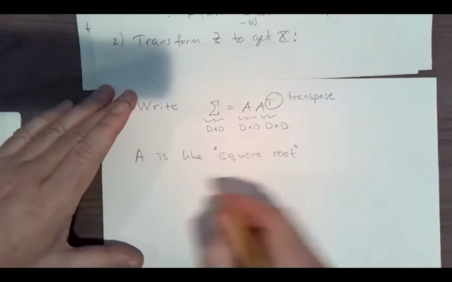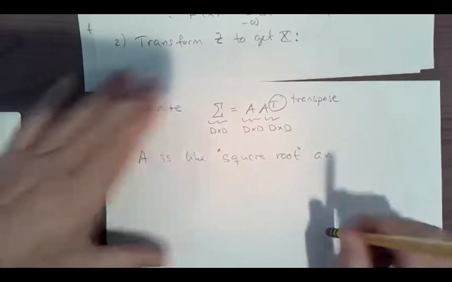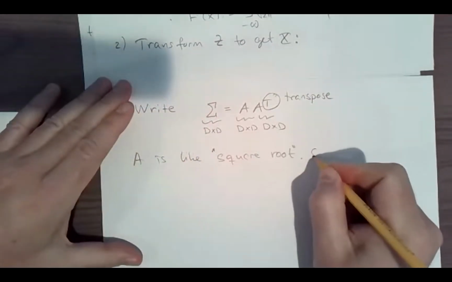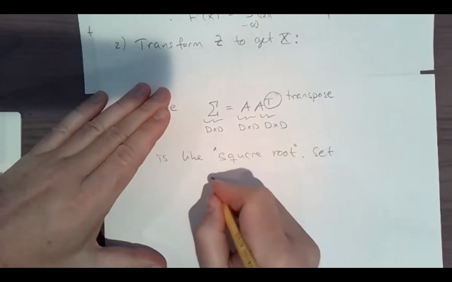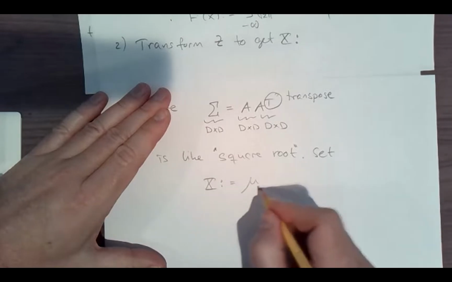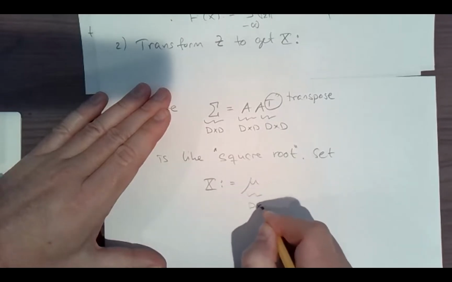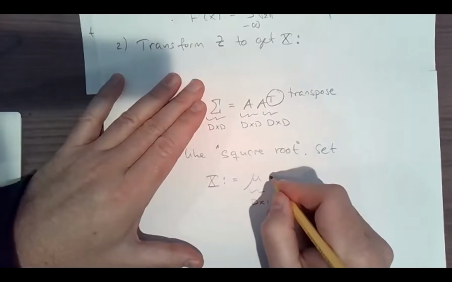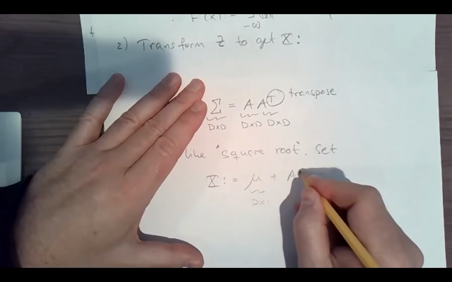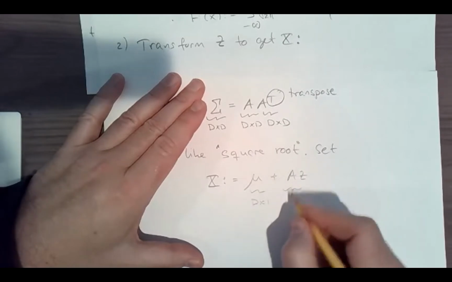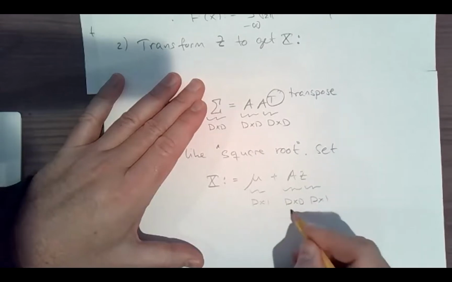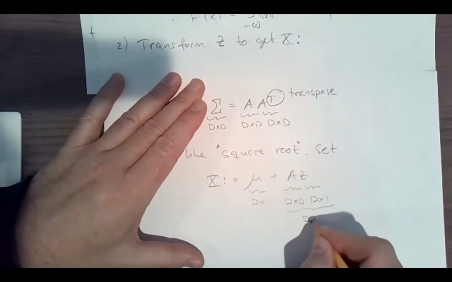So say that you can do that, then you're going to set x to be the mean, right? So this here was a d by 1, and then you're going to take your A times z, right? A here was a d by d, z here was a d by 1, right? So overall, this becomes a d by 1.